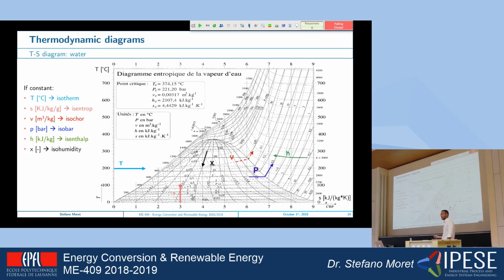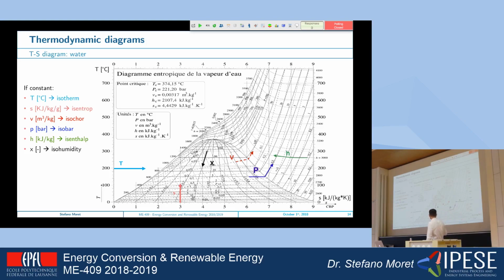So this is the diagram you have now on Moodle. You can also take a look if you have your laptop right now. As I told you, this is the TS diagram of water. Here in this diagram we have all the properties of water: if we're able to define two of the state variables, we can know all the others. So let's look at how to read this diagram.